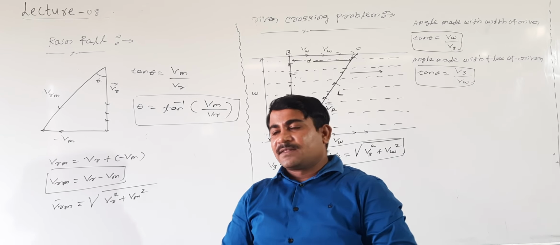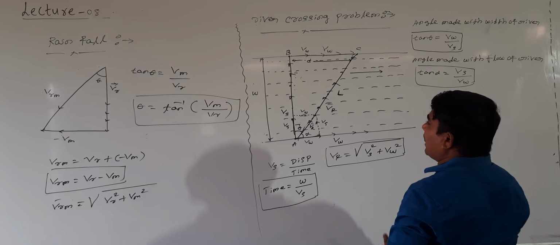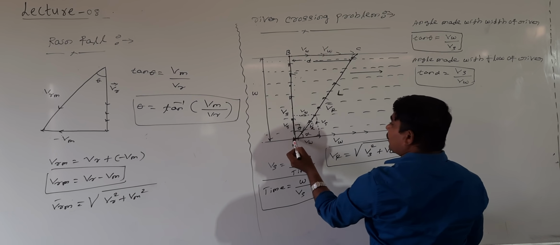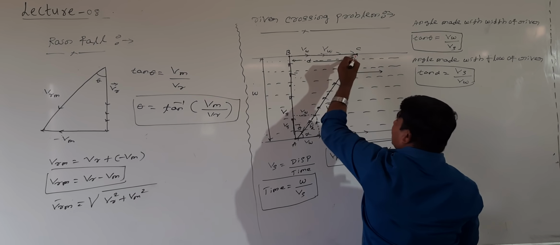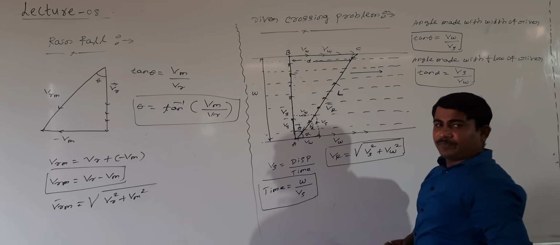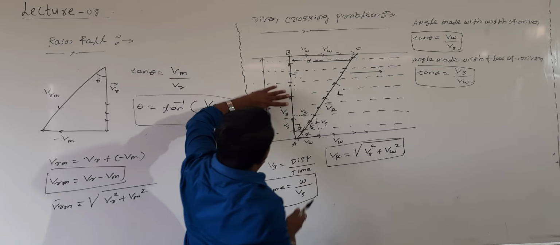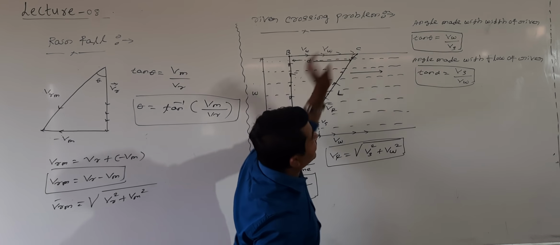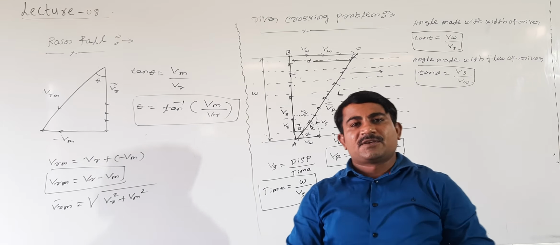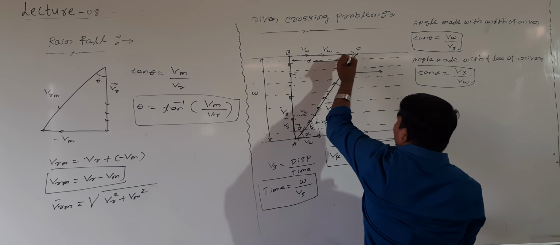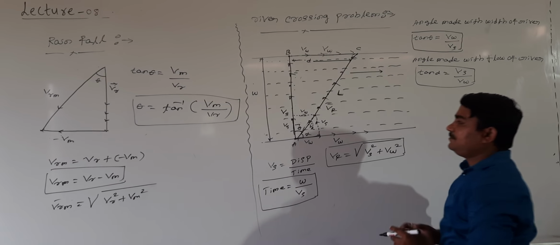Right, students? Then again I need to calculate the drift of the person. The person actually goes from A to B, but he may reach this point due to the river flow, due to the push of the river. The river can flow in this direction. Shall I calculate this drift of the person, the change in position of the person due to river flow? This we are calling drift.